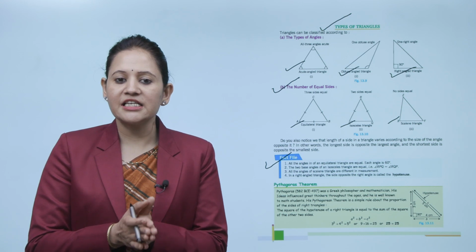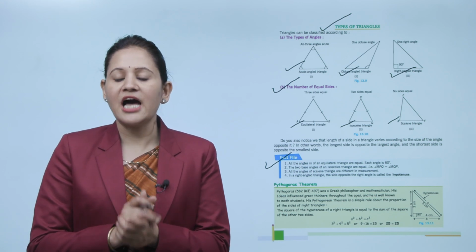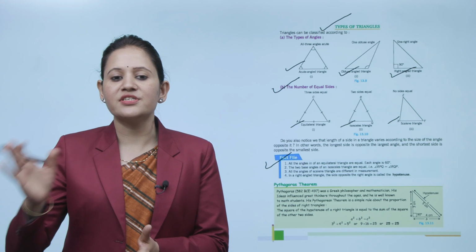In the right angle triangle, the side opposite to the right angle is called the hypotenuse. That is the longest side of the triangle.